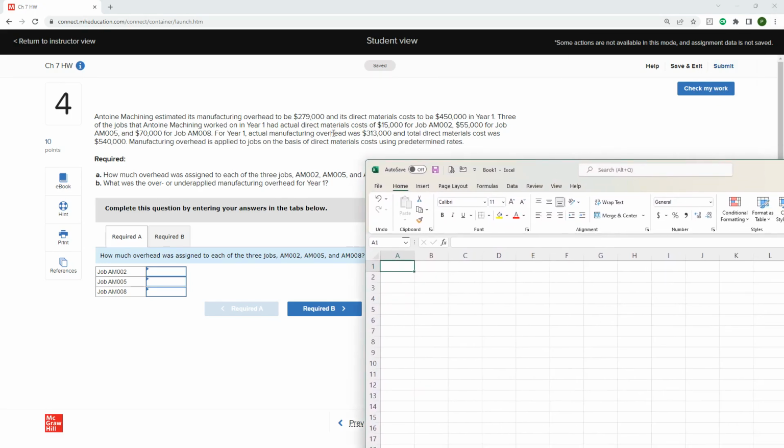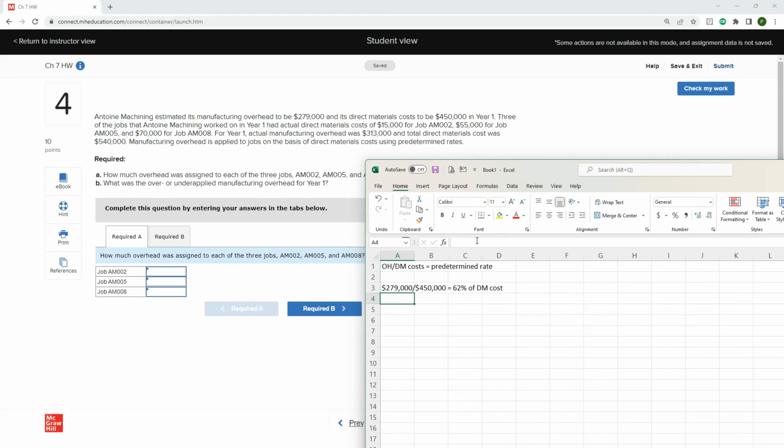So our overhead cost divided by the direct materials cost equals our predetermined rate. And so in this case, it would be $279,000 divided by $450,000. That gives us a 62% predetermined rate. So that means that whatever our direct materials cost is, we're going to multiply that by 62% to figure out how much overhead was applied to each job.